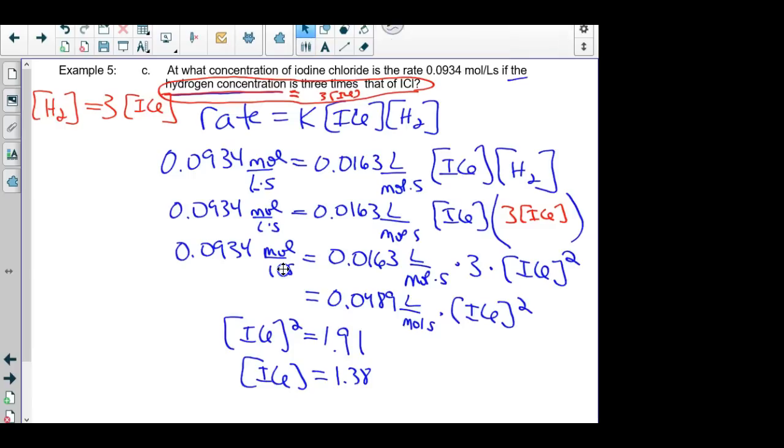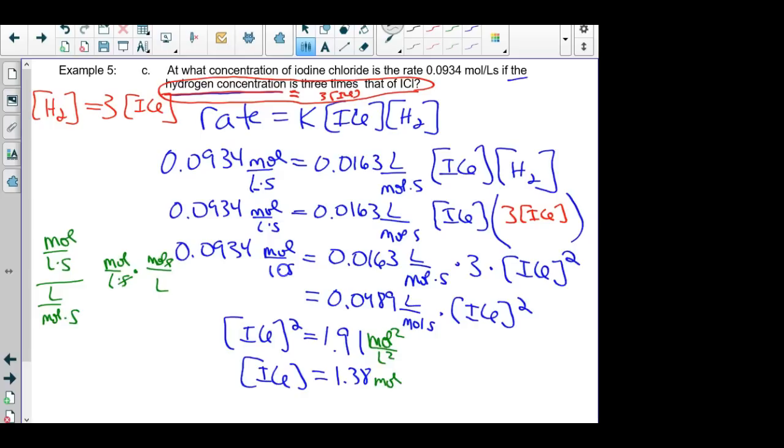I'll go over to the side and talk about units. Let me get a different color for that. So we were originally looking at moles over liter seconds. We divided over liters per mole seconds. So remember what that means. That's going to be moles over liter seconds times mole seconds over liters. So I'm going to flip it. Seconds is the only thing that cancels. Therefore, we have here mole squared over liter squared. When I take the square root, I get moles over liters for my unit. Yes, units will be part of your assessment on these problems.